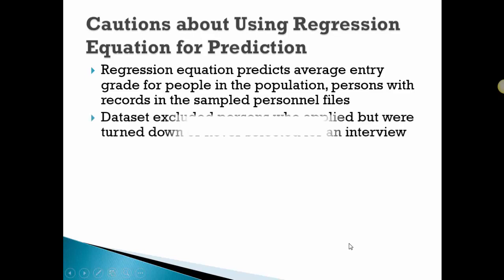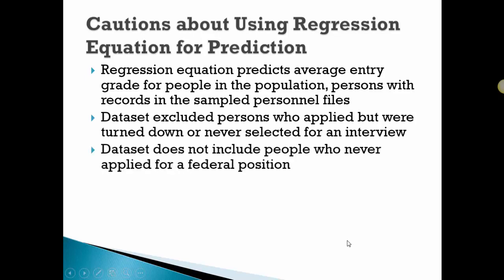The regression equation predicts the average entry grade level for people in the population, persons with records in the sampled files. The data set excluded people who applied but were turned down or were never selected for an interview. And also the data set does not include people who never applied for a federal position.